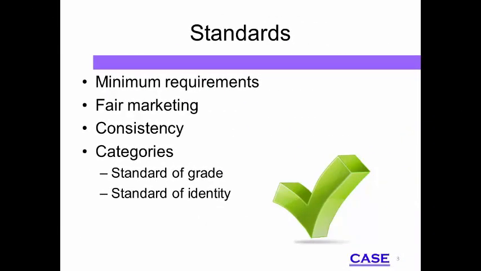Standards grade measurable attributes of food products. Because of enforced standards, a food cannot be marketed as something it is not. Regulating standards of foods sets minimum requirements for all products to reach. Standards offer consistency to consumers, so they receive a similar product each time.